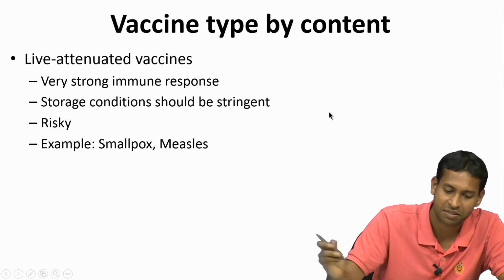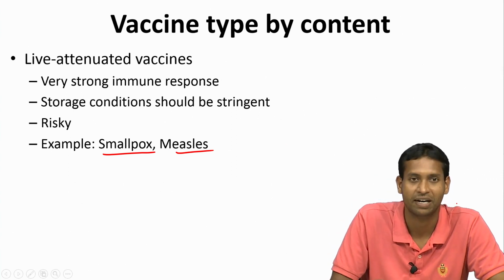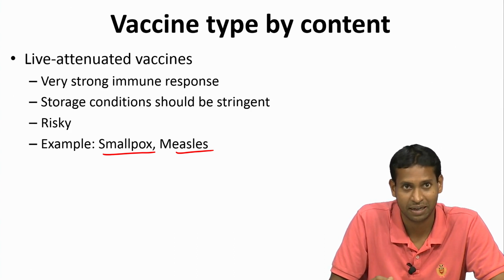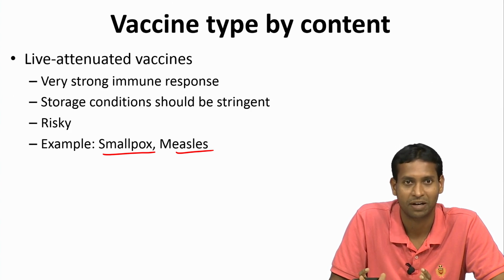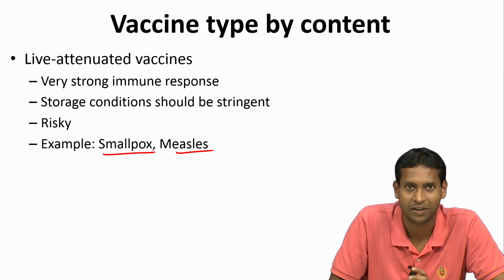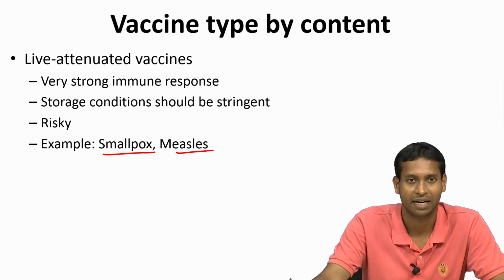Some of the examples here are smallpox and measles. Both of them are very successful. Smallpox, of course, we have eradicated already. It was a big menace in the early 19th century, where nearly a quarter to a third of the population was getting wiped out whenever these outbreaks were happening. So, live attenuated vaccines were used to treat smallpox, and they were fairly effective. In fact, they were so effective that it got eradicated by this time.